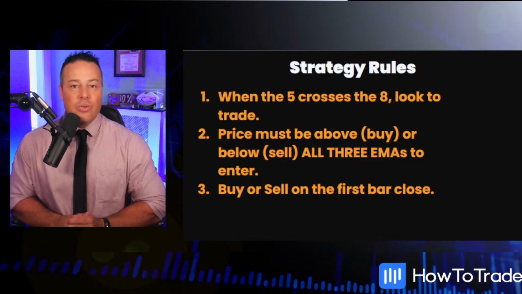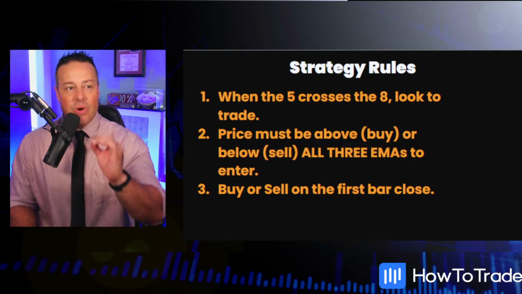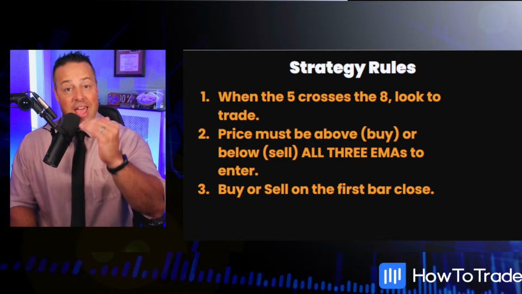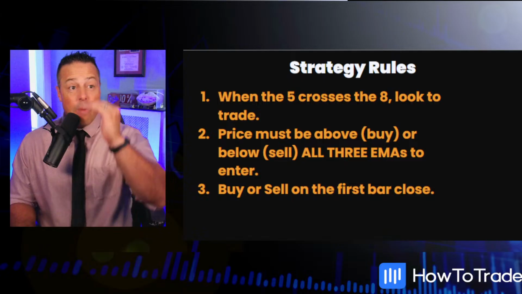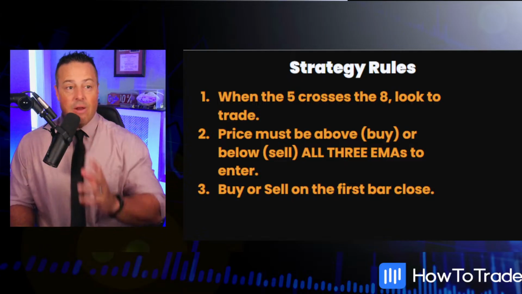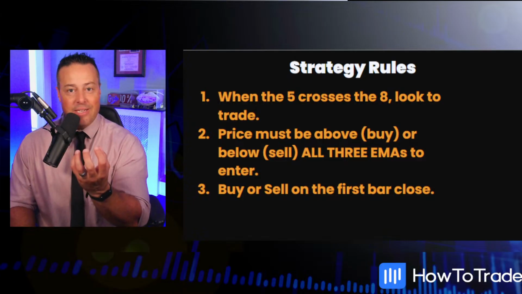Okay, our strategy rules are very simple. There's 3 of them. When the 5 crosses over the 8, we're going to look to trade. All right, that's the first part. When the 5 EMA crosses over the 8 EMA, we're going to look to trade. Price must be either above all 3 or below all 3 EMAs for us to enter the market. And we're going to buy or sell on the first bar close that meets that criteria.